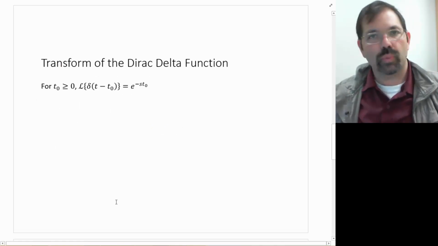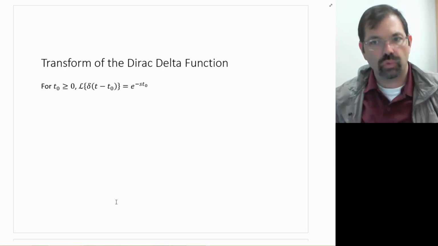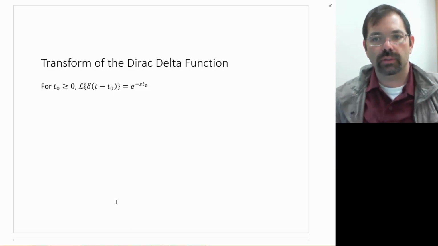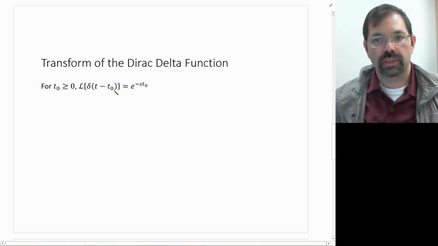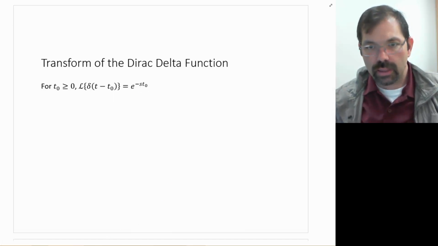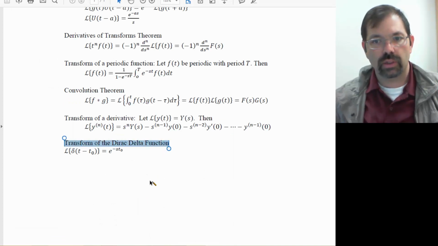Now, we won't prove this. We will accept without proof that the Laplace transform of the Dirac delta function of t minus t naught is e to the negative s t naught. And we've got that listed on our transform sheet. There's our transform of the Dirac delta function, and there it is listed the same.